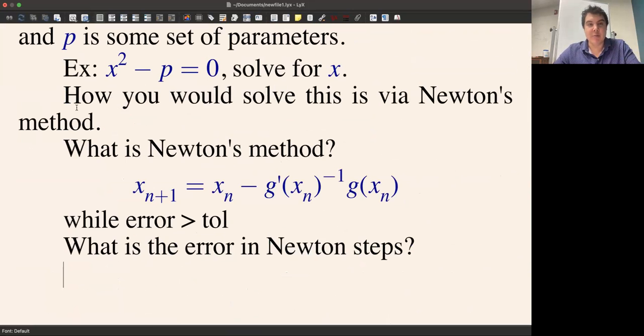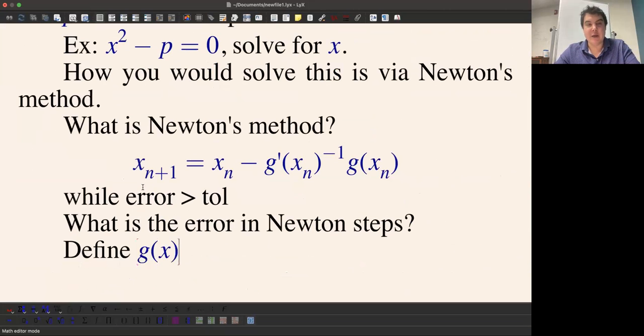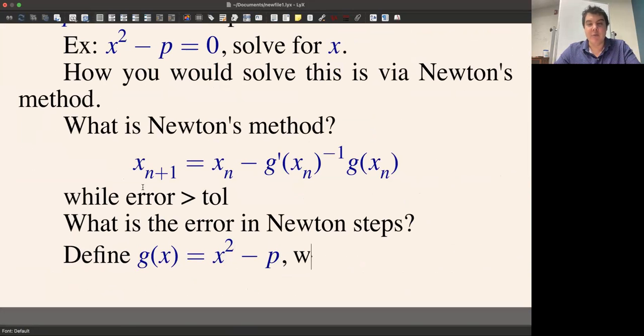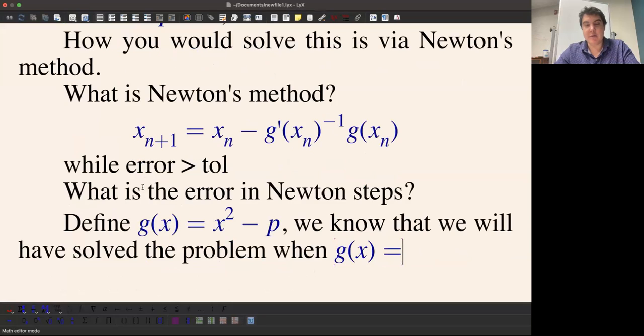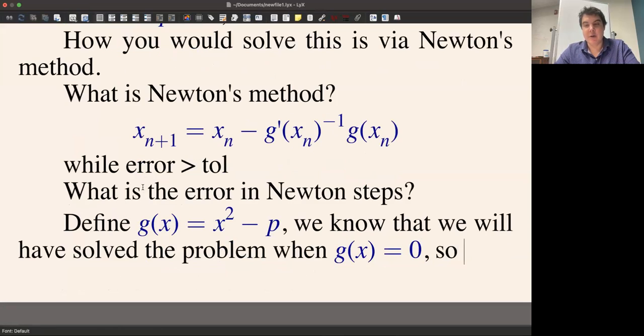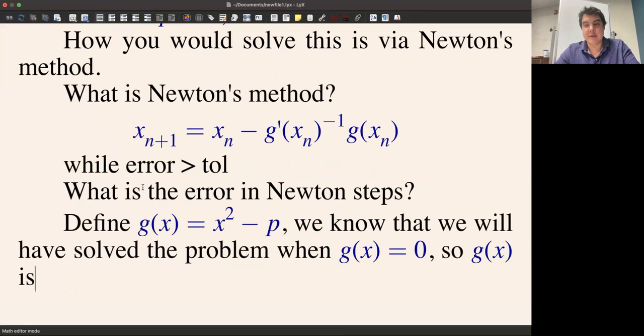Well, this is where I'm defining g of x equal to x squared minus p, right? We know that we will have solved the problem when g of x equals 0. So g of x is the error function, right?